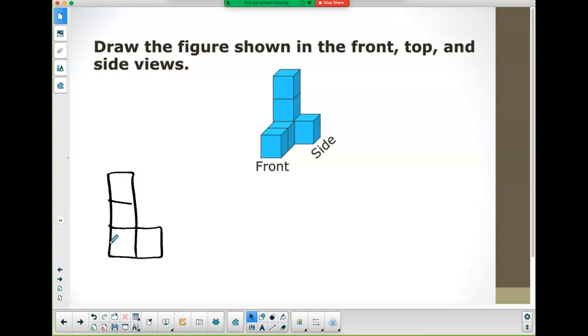Okay, now the side, or let's go to the top first. This would be the top. This is the top view. So I took it from the front view and I rotated it to the top. Is it similar to the front view? Yeah. Okay, so the top view looks like this.